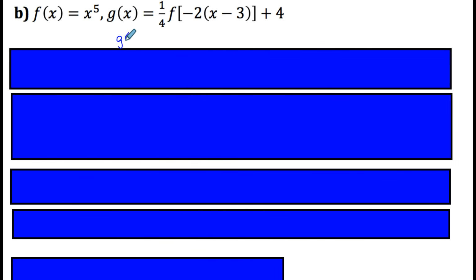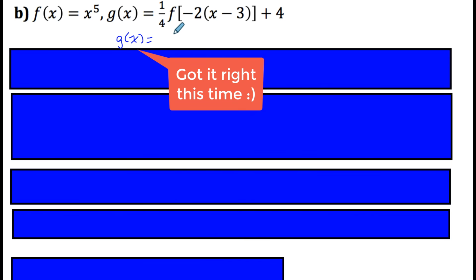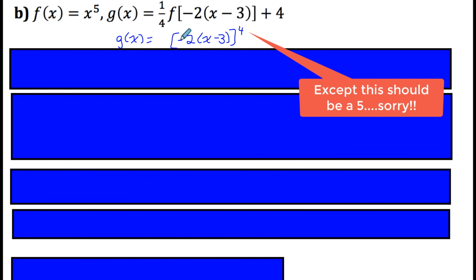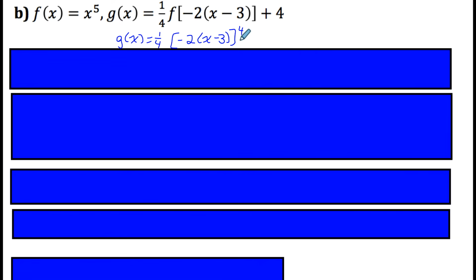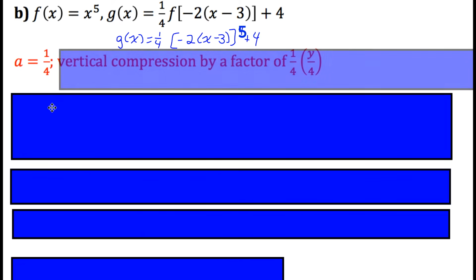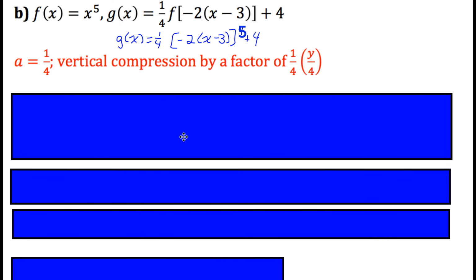So the g at x function would equal this negative 2 times x minus 3 being raised to the power of 4, with the a value of 1/4 and the c value of 4 being multiplied outside and added to that power. So now let's talk about what the a, k, d, and c parameters do. So the a value of 1/4, that's going to be a vertical compression by a factor of 1/4 because it's an a value between -1 and 1. So what happens is the y values need to be multiplied by 1/4 or divided by 4.